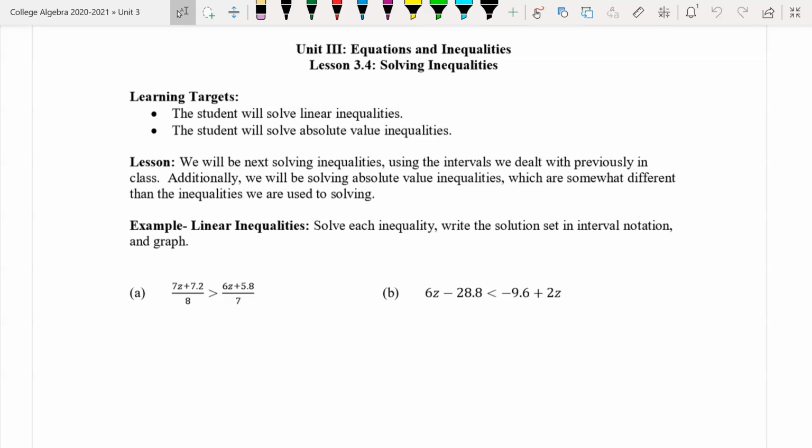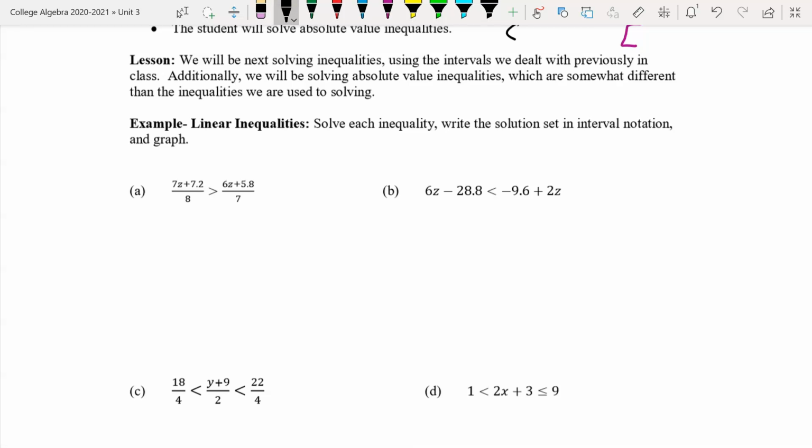So if you remember on interval notation, if it's greater than or less than, that's an open circle, and I use a parenthesis on interval notation. If it's greater than or equal to, or less than or equal to, I use a closed circle, and that's a bracket on interval notation. What you're going to see is problems like the ones below.